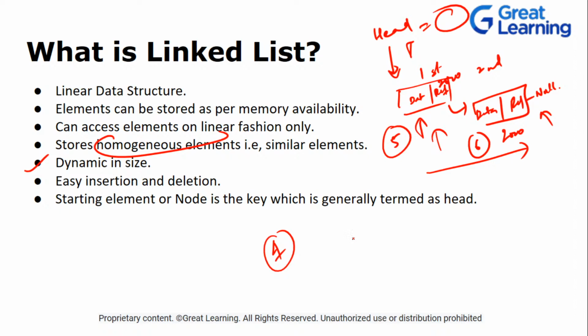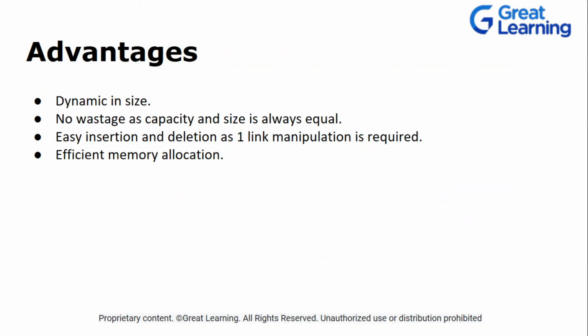Now in arrays we need to swap. Here no swapping is required. You just have to change the links. I will show you, just by manipulating a single link you can insert or delete your elements. Is that clear? Okay, great. Now the last thing: the starting element, that is the first node, is termed your head node, which I already explained. Now let's talk about some advantages and a few disadvantages, then we will see the implementation.